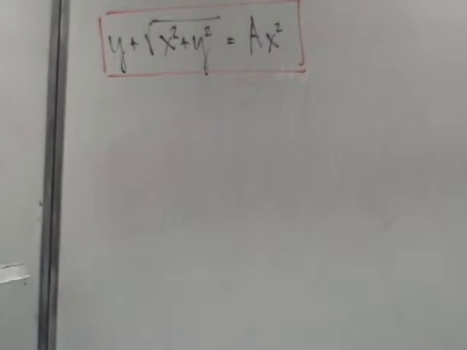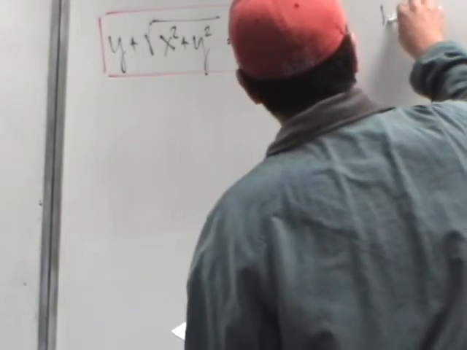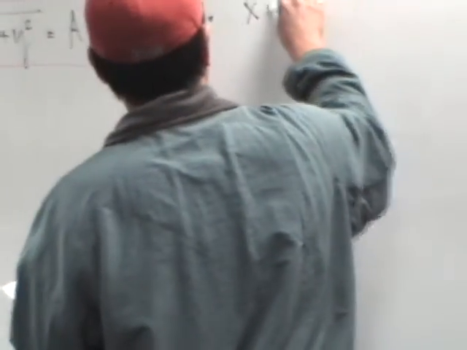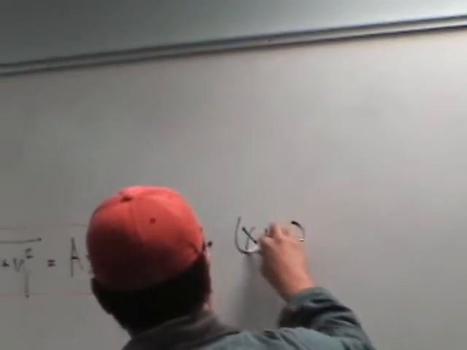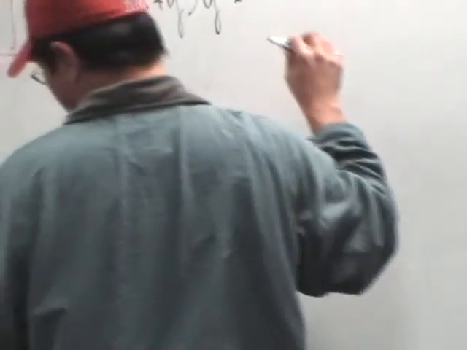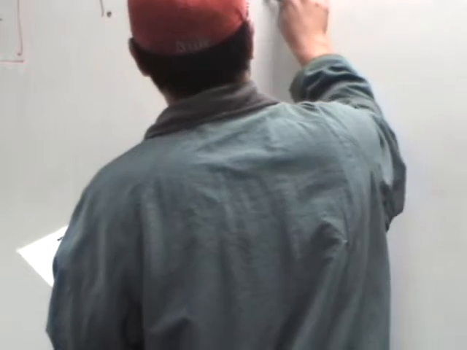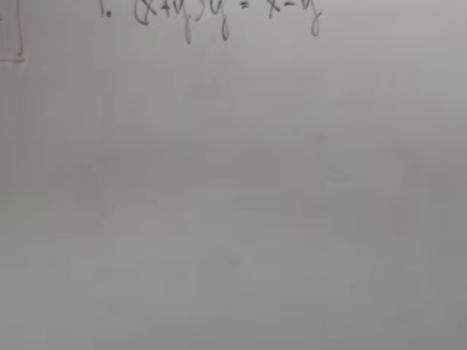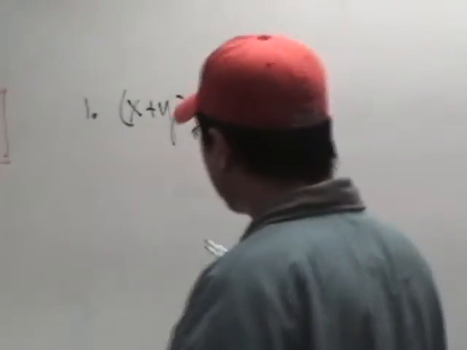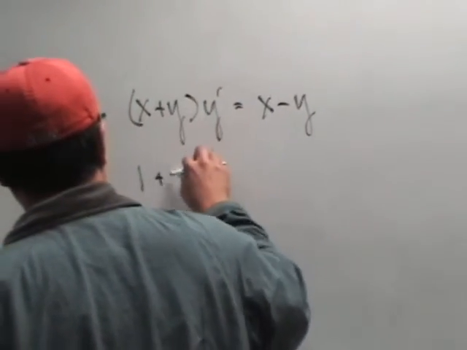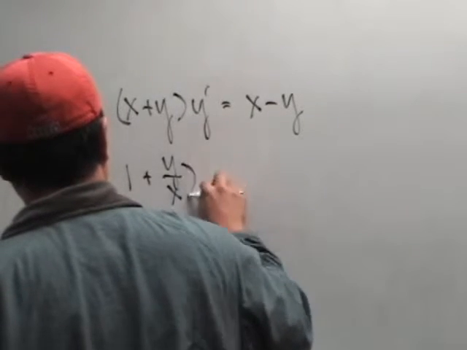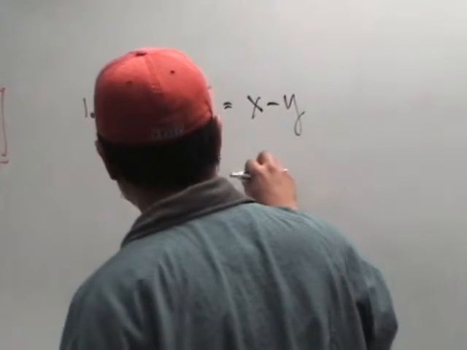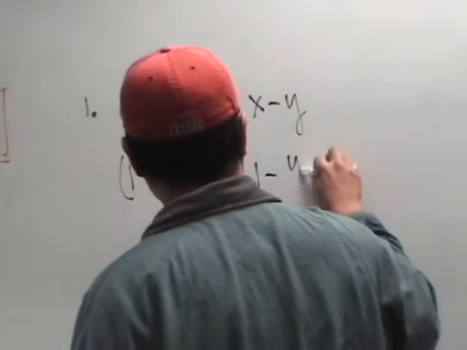So number 1, again it's a homogeneous equation. Number 1: x plus y times y prime is equal to x minus y. So here it's homogeneous, highest power x. We divide everything by x. So this would turn into 1 plus y over x, times y prime, equal to 1 minus y over x.